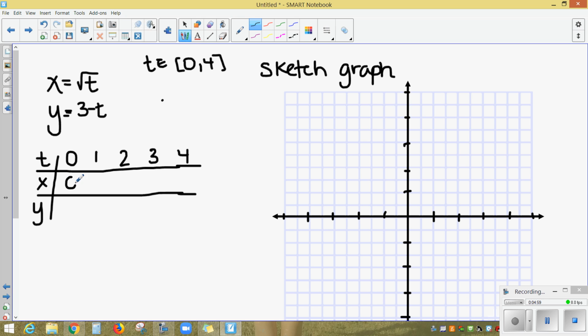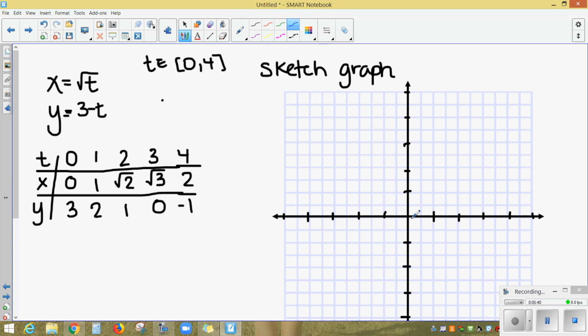So the square root of 0 is 0. The square root of 1 is 1. The square root of 2 you could write as a decimal. Think about what that is when you go to put your dots on the page. The square root of 2 is around 1.5, not quite. The square root of 3 is between 1.5 and 2. It doesn't have to be perfect when we're just sketching a graph. You shouldn't put it between 2 and 3, but you should get those dots between 1 and 2. For y, if we take 3 minus 0, 3 minus 1, 3 minus 2, 3 minus 3, 3 minus 4, we have those values.